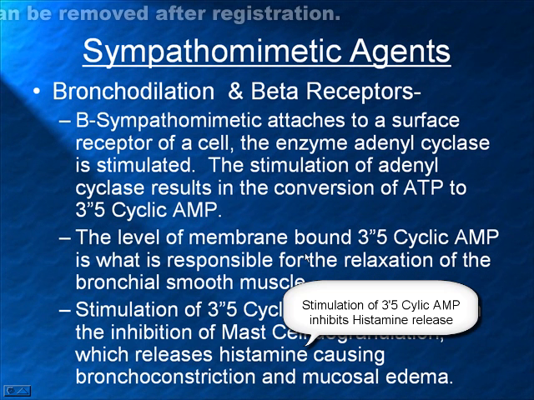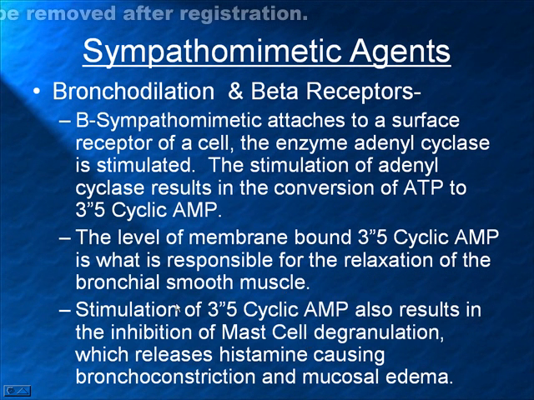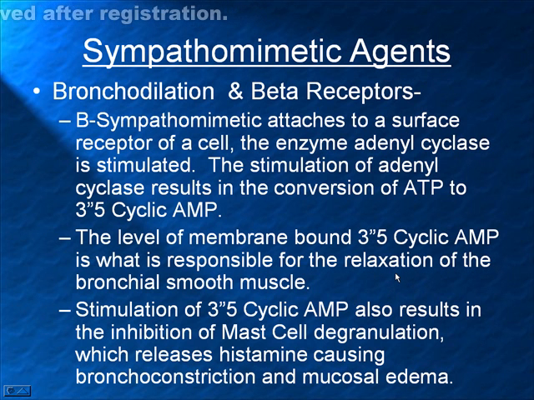And it is the level of membrane-bound 3,5-cyclic AMP which is what is responsible for the relaxation of bronchial smooth muscle. When you stimulate 3,5-cyclic AMP, it also results in the inhibition of mast cell degranulation, which releases histamine, causing bronchoconstriction and mucosal edema. So these beta adrenergic drugs primarily work by stimulating the production of 3,5-cyclic AMP, which then is the membrane-bound bronchodilator chemical. And it also serves to inhibit the release of histamine, which is responsible for bronchoconstriction and further mucosal edema.